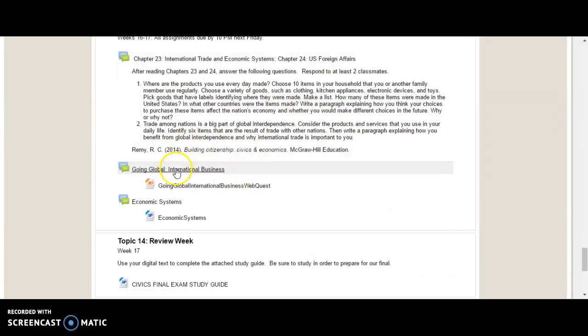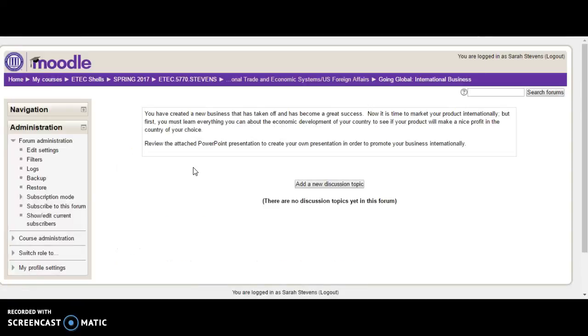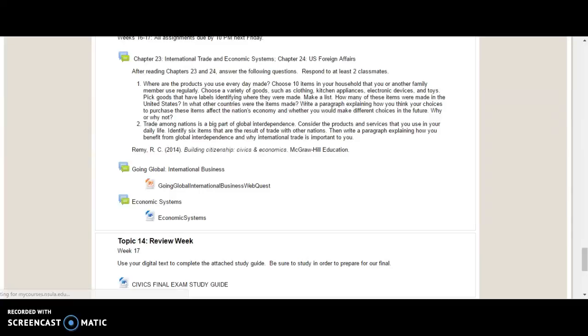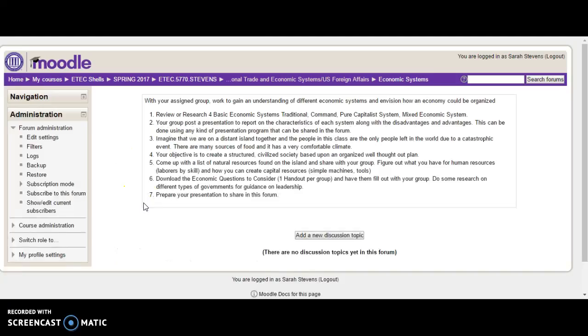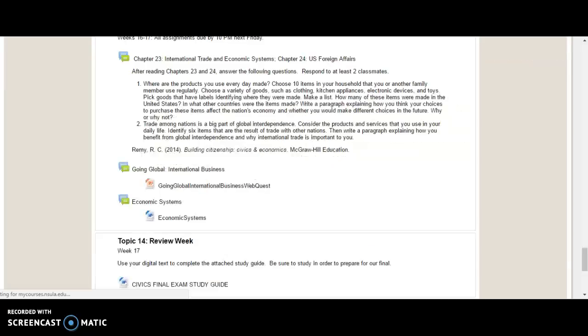They have 2 assignments that they will complete. They will create a business where they try to understand the impact of the international economy on their business, as well as understanding the various economic systems, where they review and research the 4 economic systems and try to create a structured, civilized society based on those different systems.